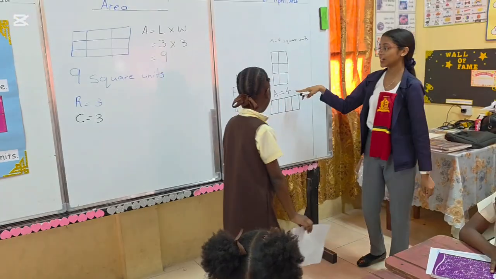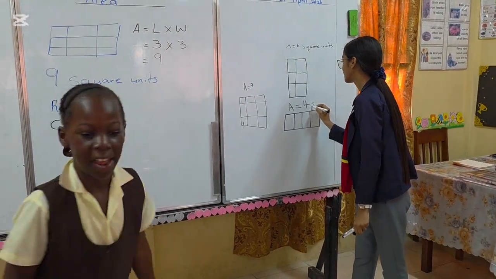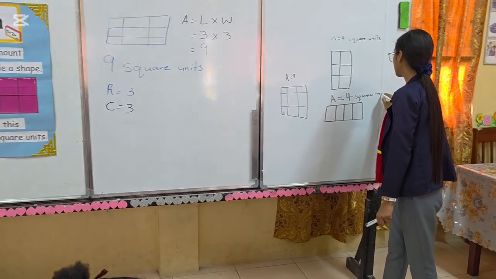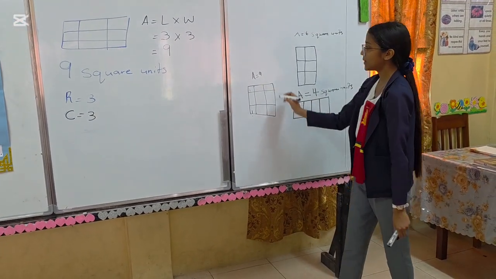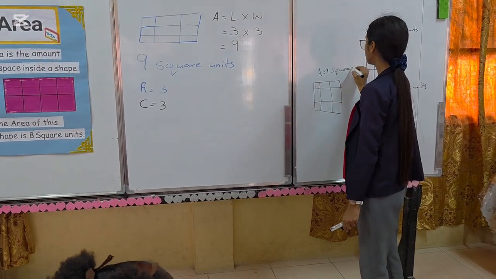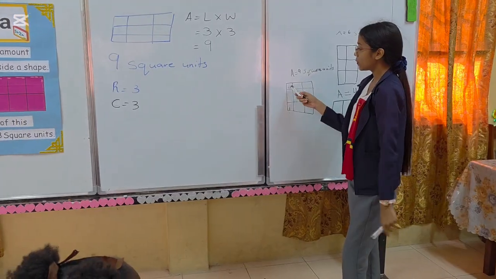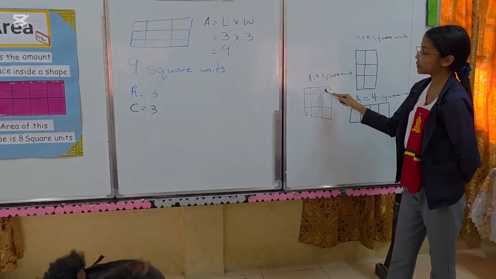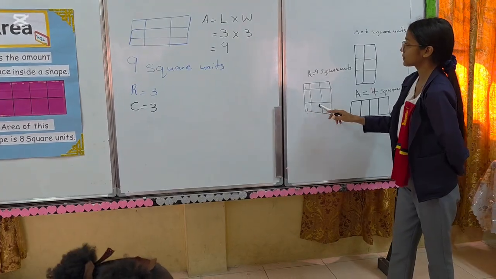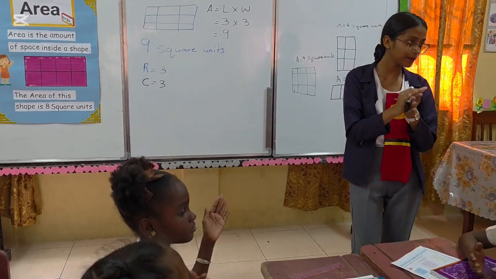But is she really correct there? 4 what? Square units. 4 square units, right? Same thing with this. Let's count and see how much you have here. 1, 2, 3, 4, 5, 6, 7, 8, 9. Good. So all of them are correct, right? Give yourself a clap.